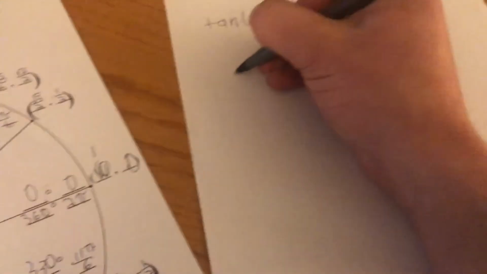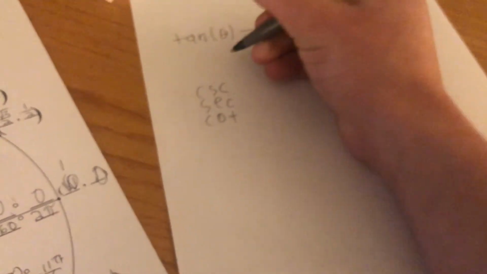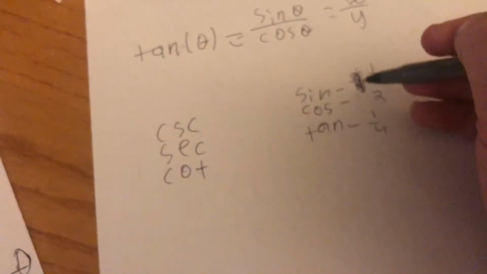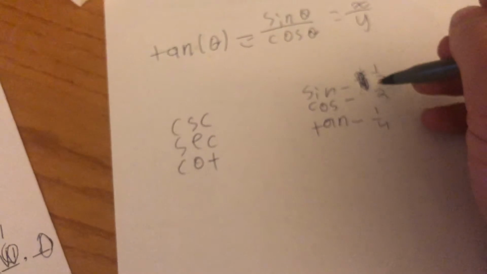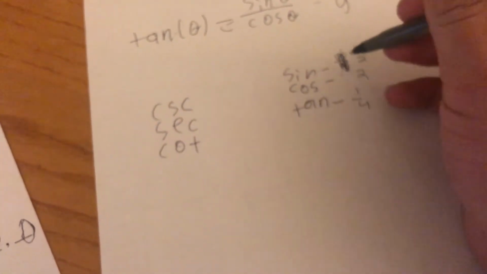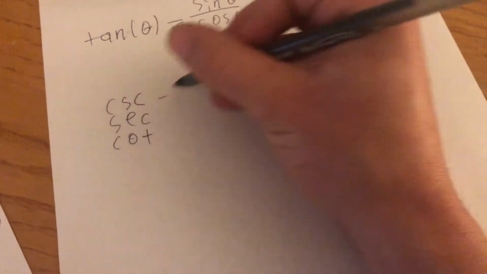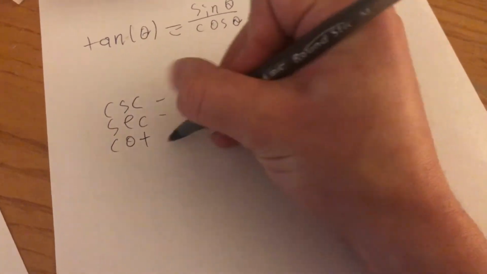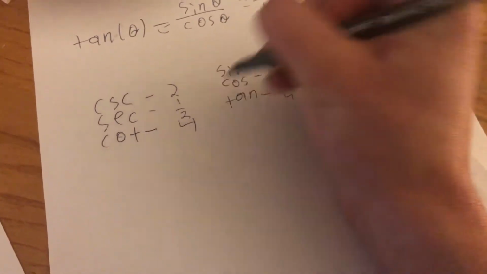Now, when we're talking about cosecant, secant, and cotangent, they correspond to the sine, cosine. You just take the reciprocal of the corresponding thing. So cosecant corresponds to sine, and you just take the reciprocal, which would be 2. Take the reciprocal of this, which would be 1/2. And you take the reciprocal of the tangent to get 4.